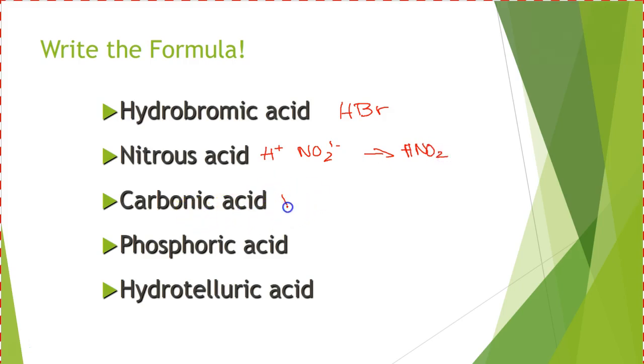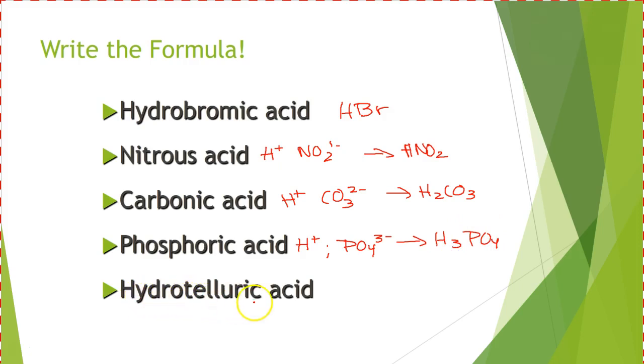Carbonic acid, we've seen that, H plus and CO3 2 minus, so that would be H2CO3. Phosphoric acid, the ic tells me that it used to end in ate, so that was phosphate. Phosphate is PO4 3 minus. Where do I find that? My polyatomic ion sheet. I have it on my periodic table. Every acid has H plus, so if I put those together, I get H3PO4.